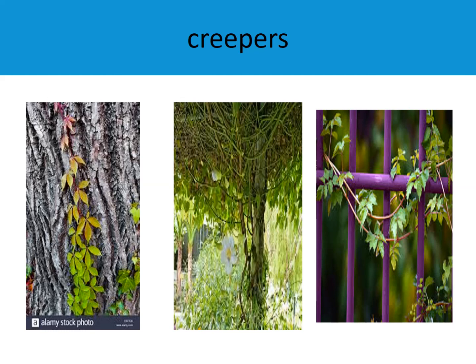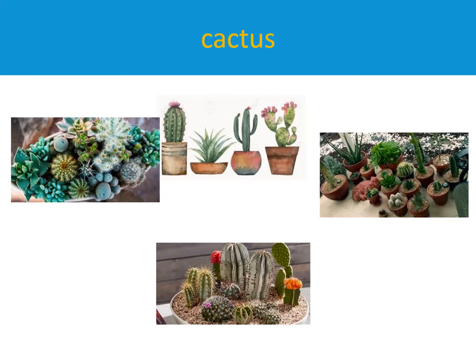Then the creepers. Creepers are the vines which are found in different tropical zones. Then the cactus, which is mostly found in areas where the rainfall is very less, in the deserts.